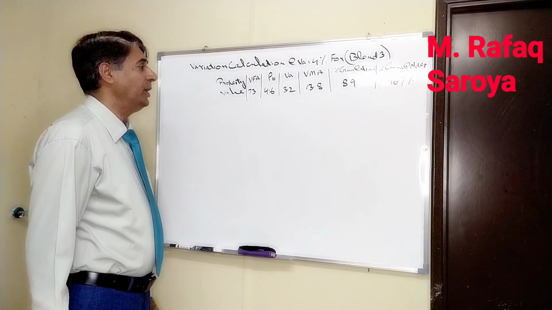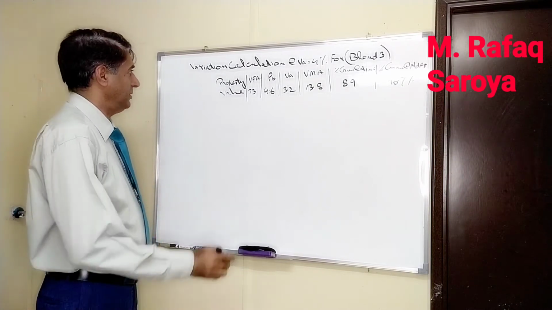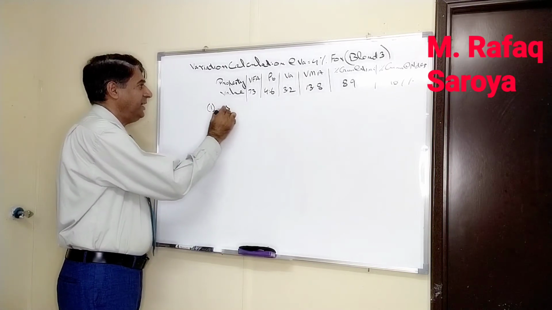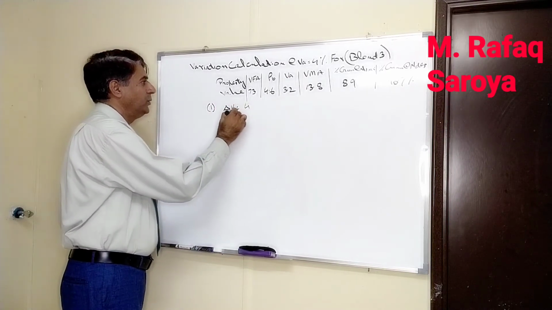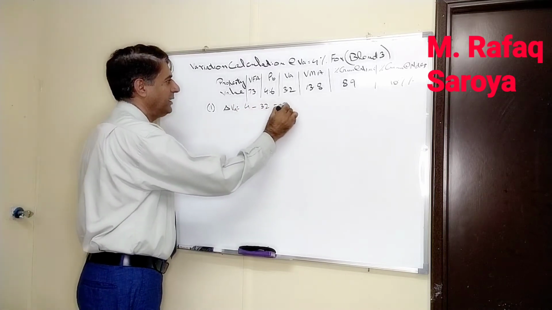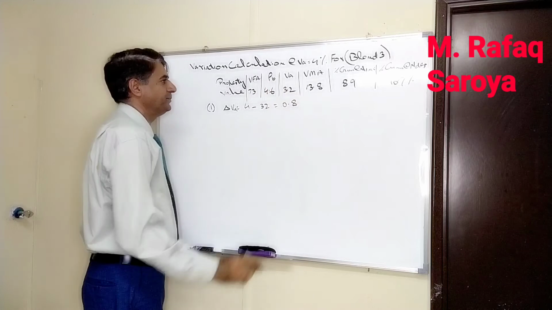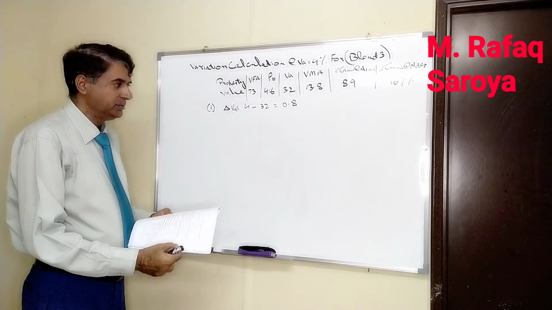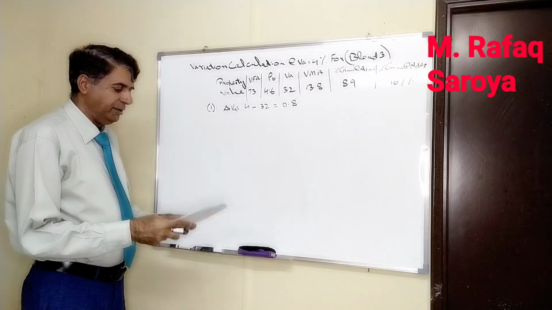Here we will have to apply our delta function. As we have done earlier, delta VA is equal to 4 negative 3.2, which gives us 0.8. This is the value calculated for this delta VA.